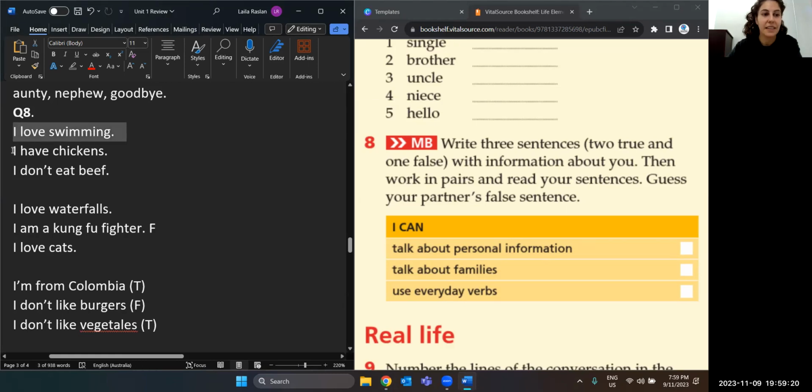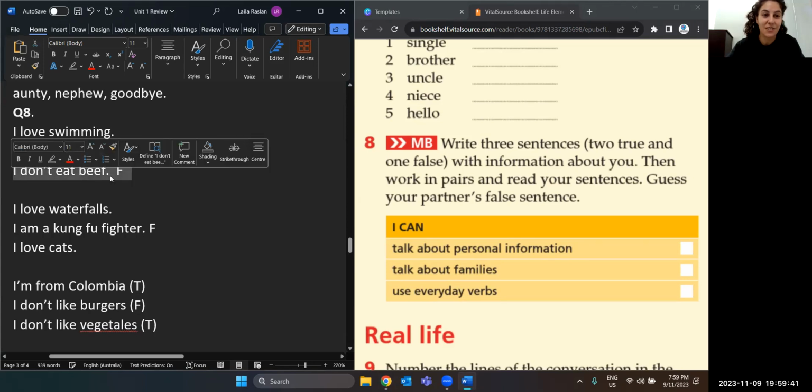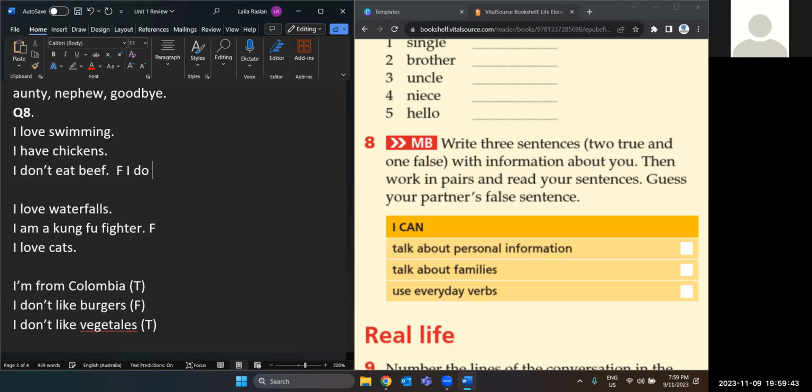I love swimming. I have chickens. Yeah, you think this is false? Yeah, that's actually true. I do have chickens. The false one is I don't eat beef, because I do eat beef.